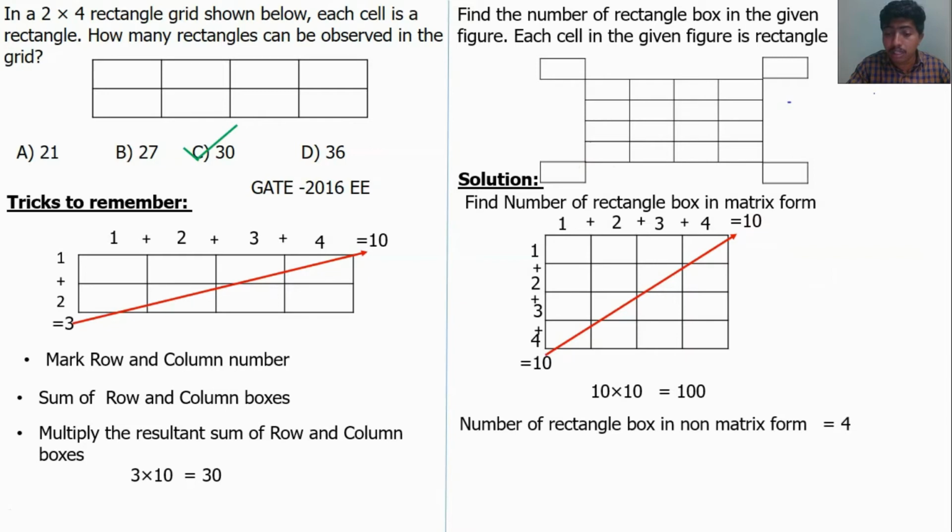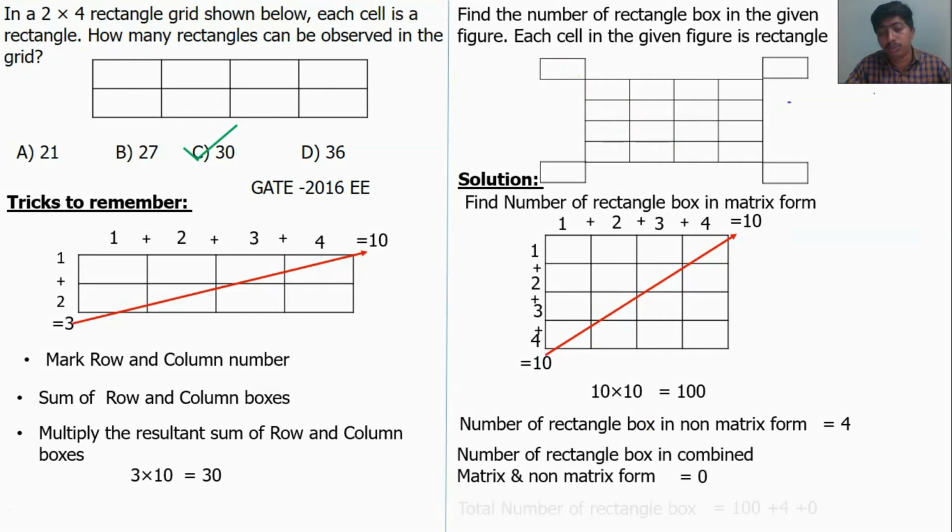Okay. Third step, count the number of rectangle boxes additionally available when we combine the non-matrix form with the matrix form. When we combine the non-matrix form with the matrix form, there are no additional rectangle boxes. So, the number of rectangle boxes in the combined matrix and non-matrix is equal to 0. So, the total number of rectangle boxes is equal to 100 plus 4 plus 0, which is equal to 104.